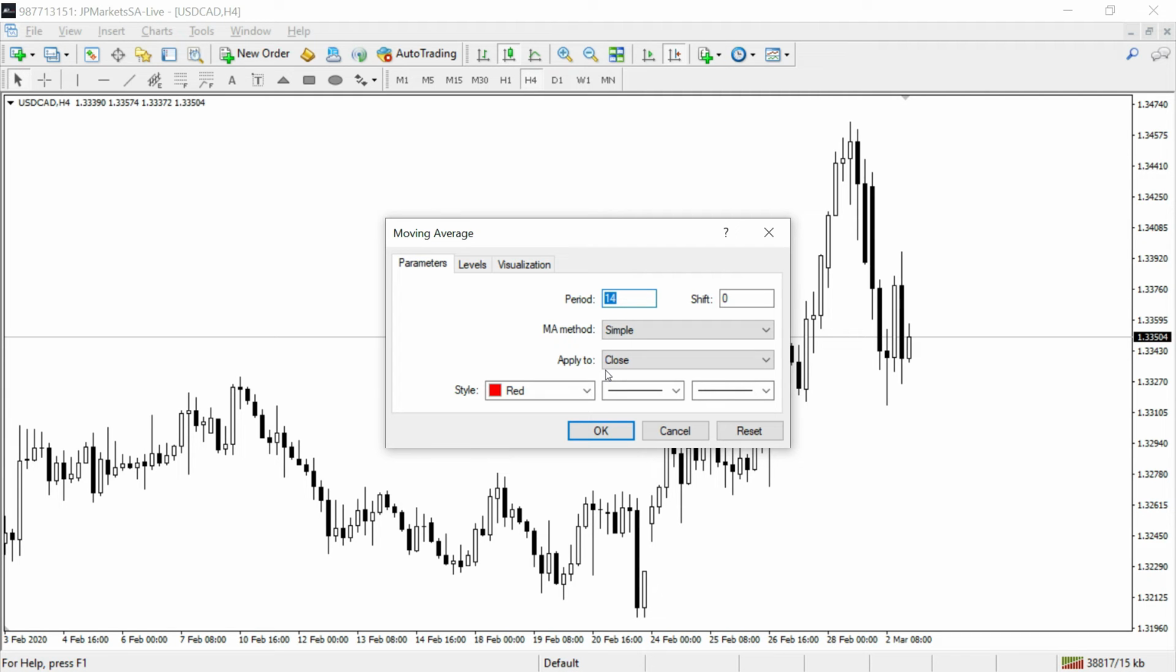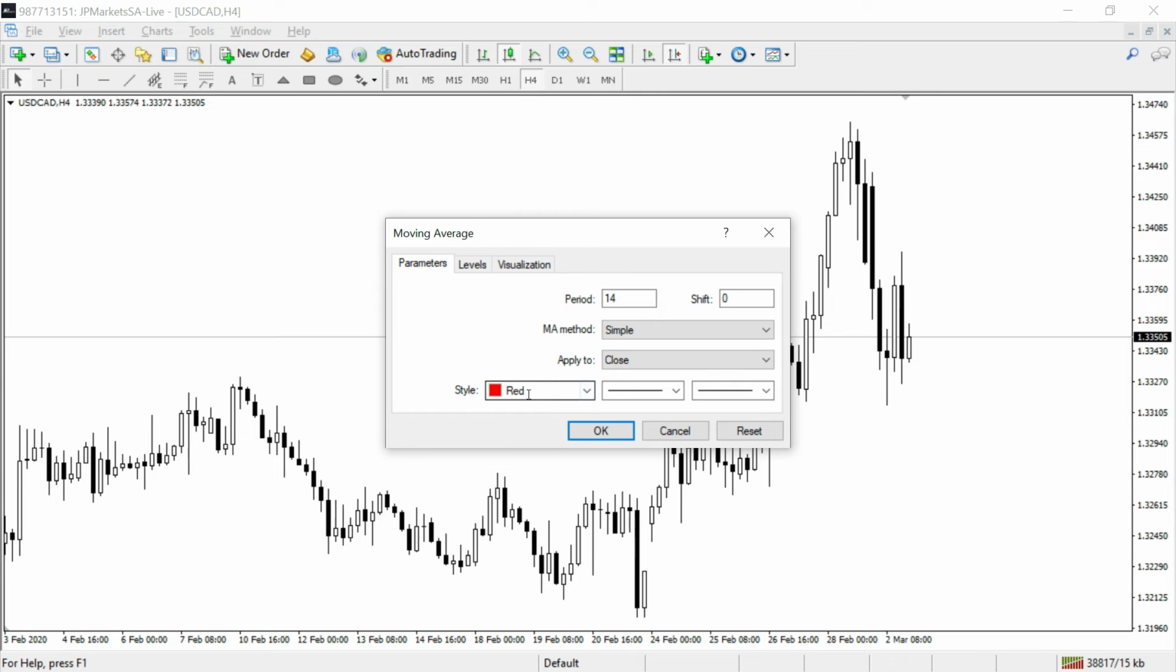By default under parameters, your period is set at 14, your shift at 0, your moving average method at simple. There are other methods such as exponential, smoothed, and linear weighted, which at this point are basically just equations trying to solve the same problem. So by default, we're going to go with simple. Apply to: you can apply to closing price, open price, the highest prices, the lowest prices, or the median prices. Again, at this point, same thing, trying to solve the same problem.